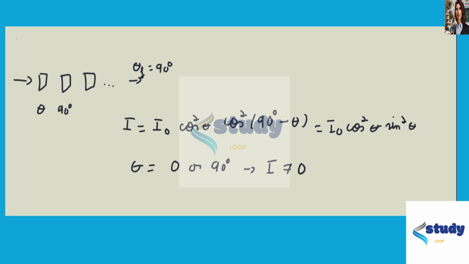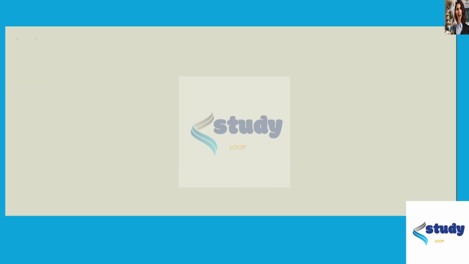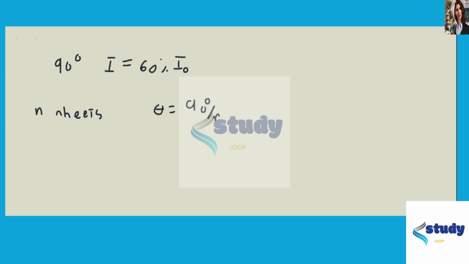Now, for the second case, we want to know how many sheets are necessary to make the polarization 90 degrees and also have a final intensity of at least 60% of the initial intensity, I0. So consider n sheets, each making an angle of theta degrees, that is theta is 90 degrees divided by n, relative to the direction of the polarization of the incident radiation.